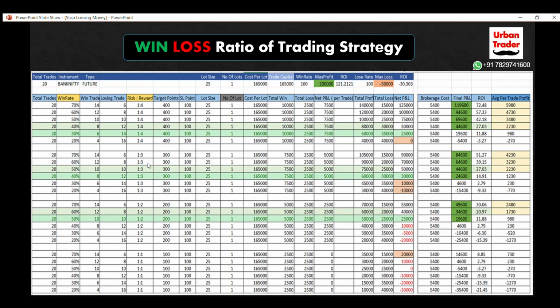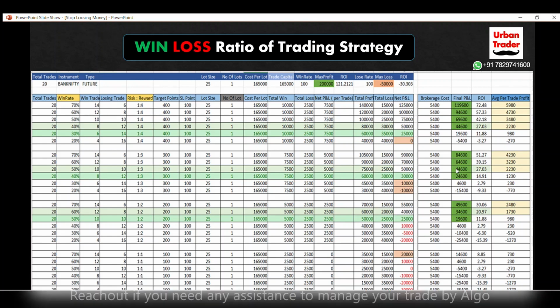And if you have 1 is to 3, I think that's a perfect spot to be in. Even if your win rate is 40%, you end up making close to 25,000 rupees on a single lot per month, which is close to about 14%. This is actually too high by normal standards. On a day-to-day basis, the number looks very small, about 1,200 rupees per day, but it adds up to 25,000 over 20 trading days.